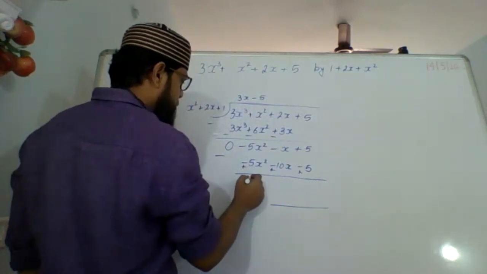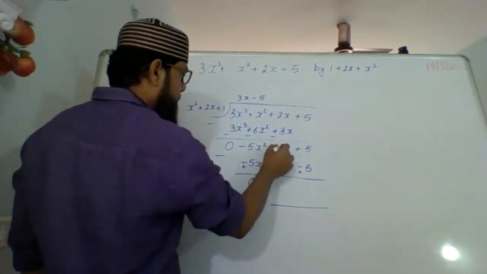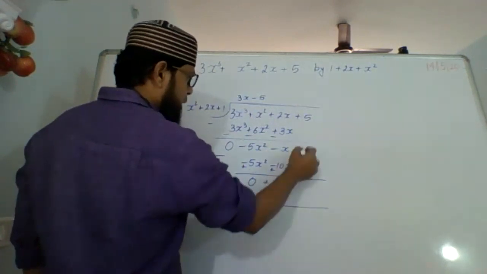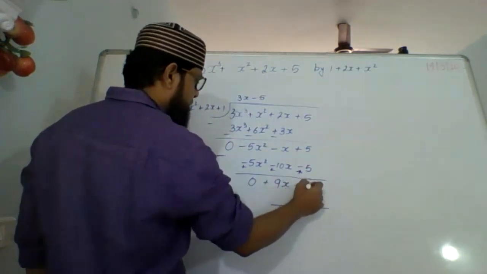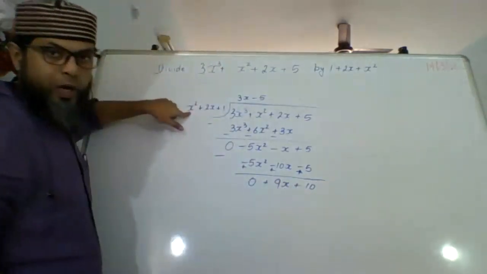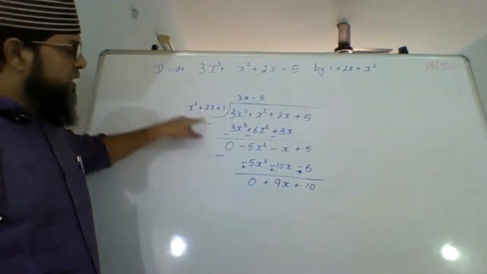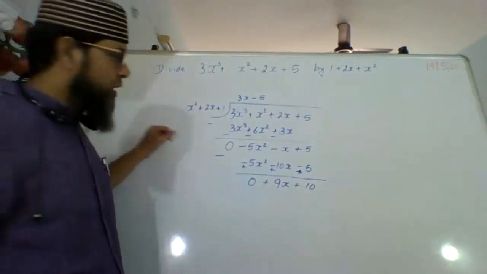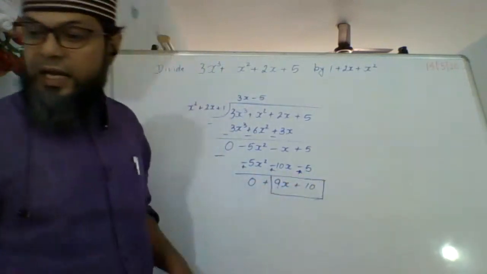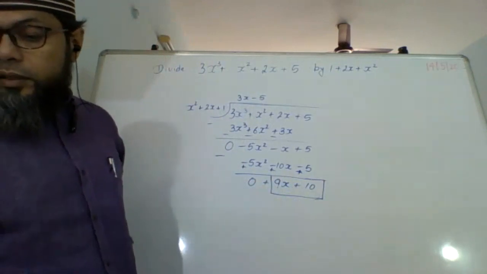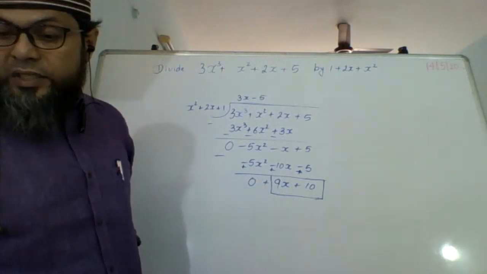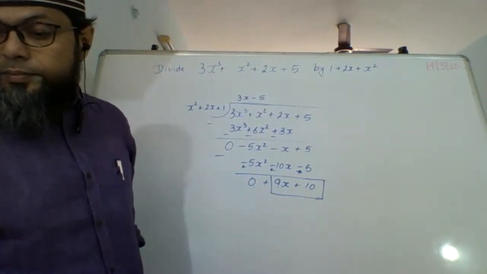5x square minus 5x square, 0. Minus x plus 10x is plus 9x. And plus 5 plus 5 is plus 10. Now here, this is x and this is already x square. So the power of the divisor is more than this, so no division is possible. So this remains as the remainder. Here it is not a factor, but it remains as a remainder.